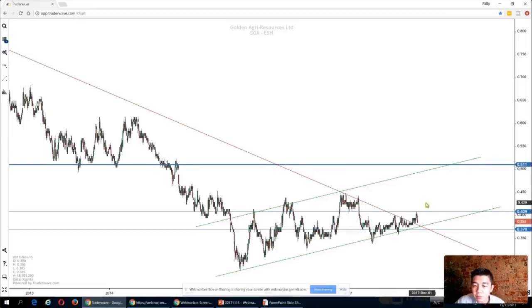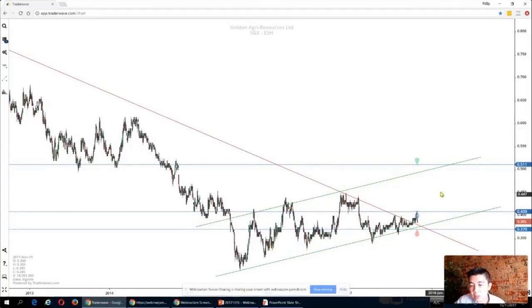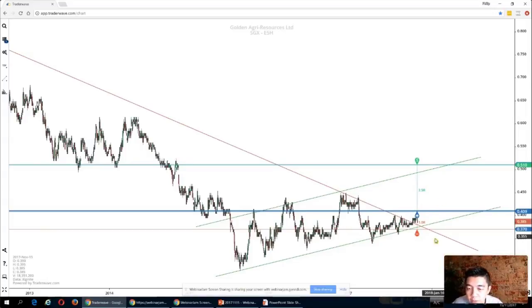51 cents region. So again, let's take a look to see if the risk reward ratio is actually worthwhile. Having an entry level at about 41 cents with a stop at about 37 cents and a target at about 51 cents. So in this case, is it worth it? Yes, it's actually pretty worth it.